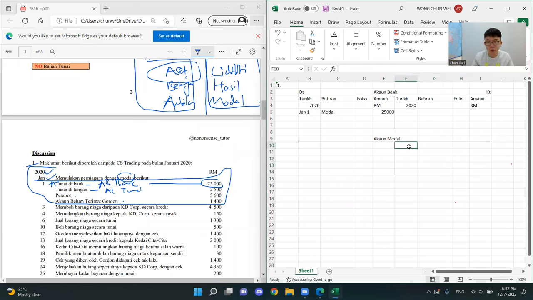All right, so here we straight away can skip this part. Straight away write the year, the tahun 2020, and the ringgit Malaysia. This must have, right? Whenever we do a ledger, must have the tahun and the ringgit Malaysia. So here will be the same date, January 1st. Yeah, under the butiran. Okay, so this modal goes to where? Goes to bank, is it not? So under the bank here, I write modal. So when it is under modal here, I write what? I write bank.